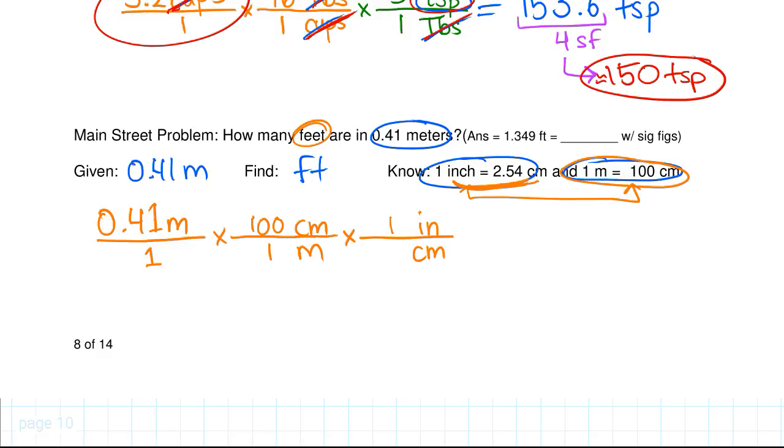1 inch contains 2.54 centimeters. In order to determine where the 1 goes, if there is a 1 at all, it depends on the bigger unit. Since meters are bigger than centimeters, 1 meter will contain a larger number of centimeters. Since centimeters are a smaller unit, 1 inch will contain a larger number of centimeters. Now that I'm in inches, I can go easily from inches, so I'll put that on the bottom, to feet.